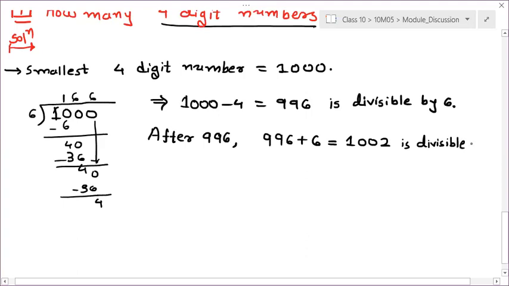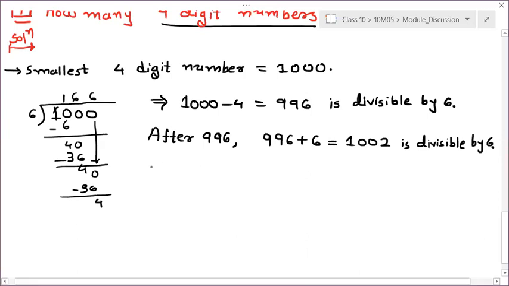Right, because if any number is divisible by 6, then if you will add continuously 6, it is going to be divisible by 6, isn't it? If 3 is divisible by 3, then 3 plus 3 is also divisible by 3. 3 plus 3 plus 3 is also divisible by 3, isn't it? Are you getting my point? Please give me some response. If I add 6 consecutively, it will be divisible by 6 or not? Right. So 1002 is your smallest 4-digit number which is divisible by 6.